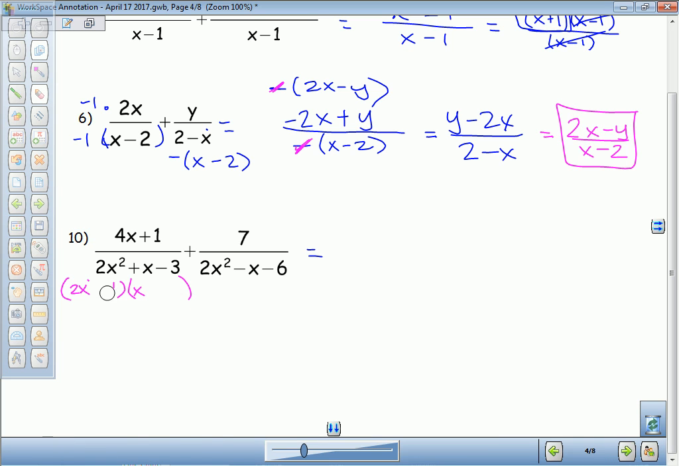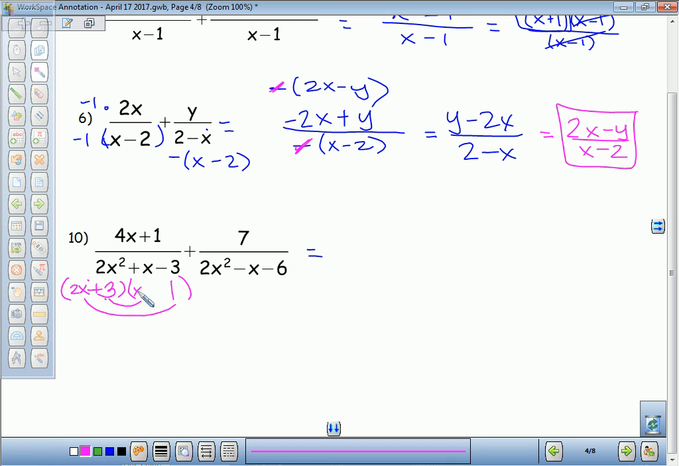We have to put the 3 here and the 1 here because that gives us 2 and 3. So if the 3 is positive and the 2 is negative, what is 3 minus 2? 1.